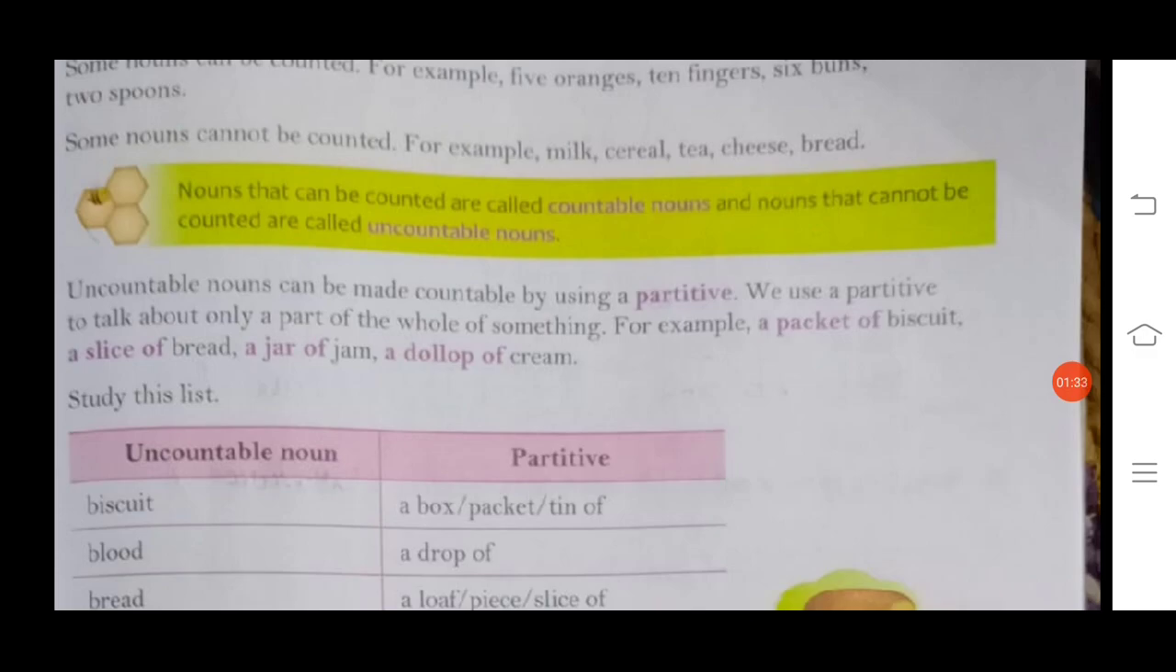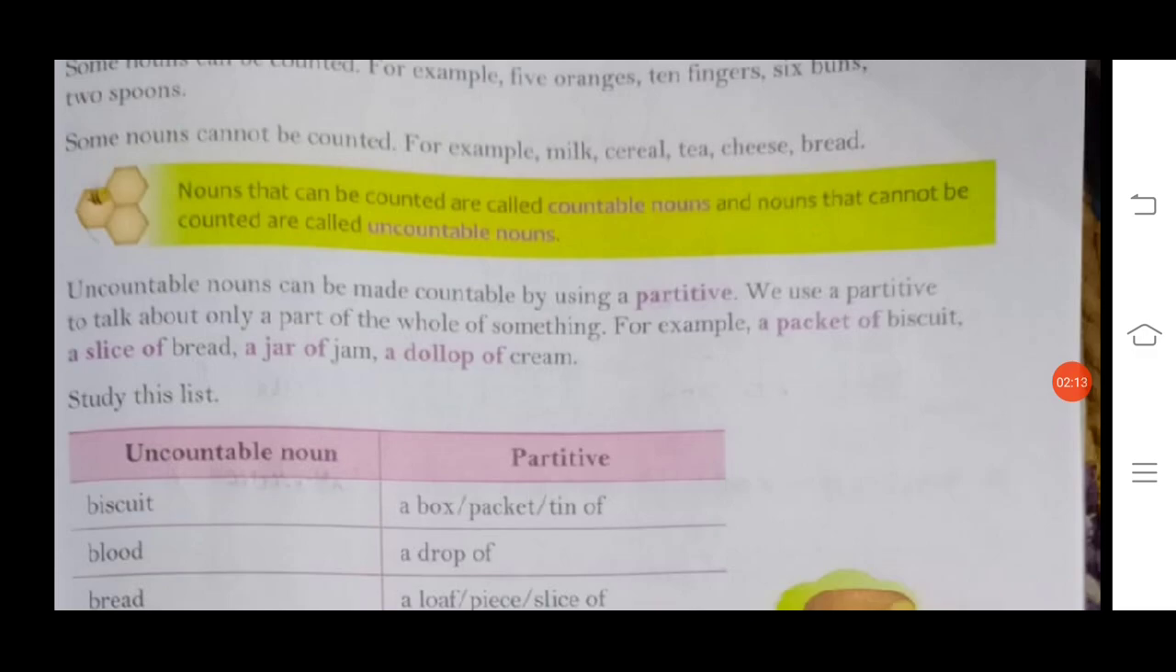Suppose I'm talking about milk. When I simply say milk, then that is an uncountable noun. We cannot count the milk. And then if I change it to a glass of milk, a glass of milk we can count. Then it will be changed into a countable noun, and it is changed by the help of the partitive. So a glass of is called the partitive.